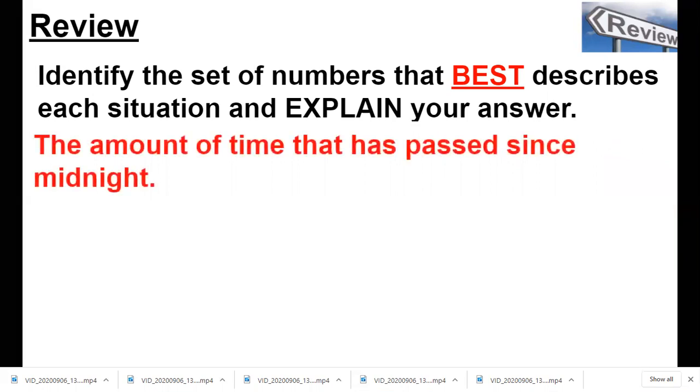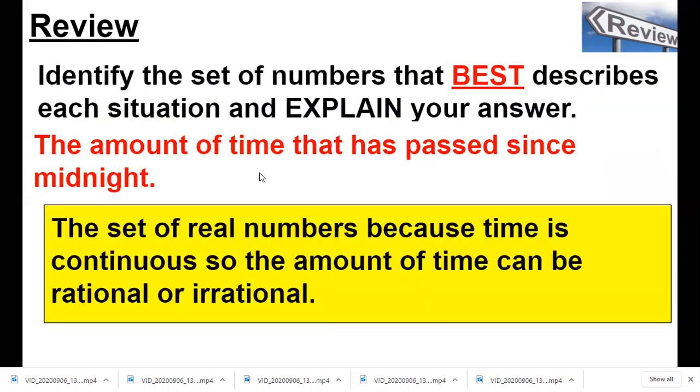Okay, what about the amount of time that has passed since midnight? Could you have a fraction of an amount? Of course you could, right? Could you have a negative amount? No, probably not, right? So did you say rational?